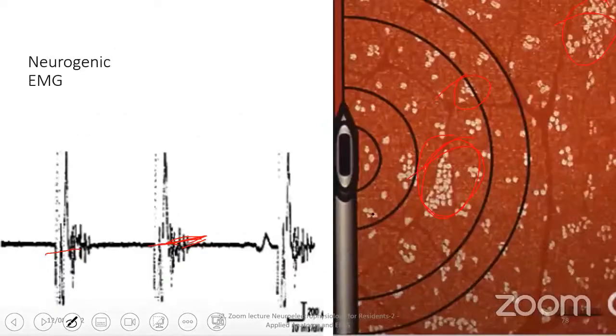So you can see now, these are the grouped collateral sprouting, and these are neurogenic EMG, which will give you giant MUAPs. And here there is grouping of muscle fibers. That's why the duration is increased.